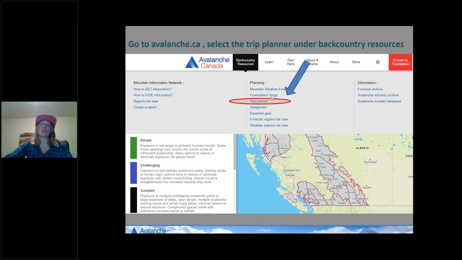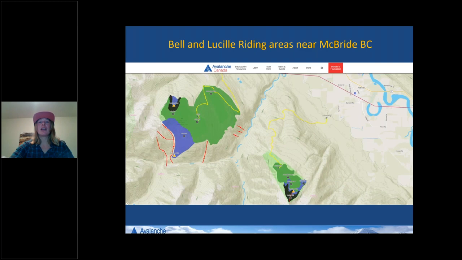It's a great tool too, if you wanted to head into a whole bulletin region you've never been to before, like the Caribous or maybe the South Rockies. It shows you where the popular riding areas are and places you might want to check out. I just wanted to show this as an example. I'm here in McBride today. The Trip Planner tool shows two of our main riding areas right by McBride. We have Bell Mountain here and Lucille Mountain down here.